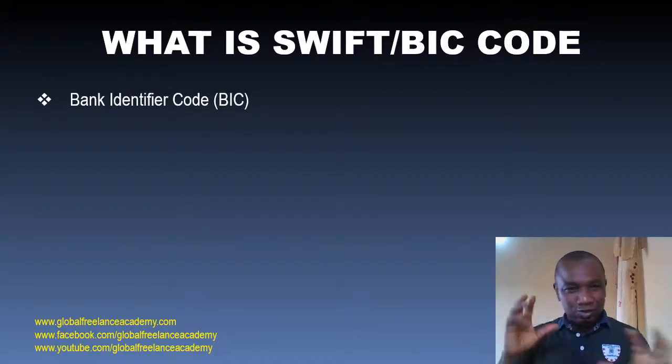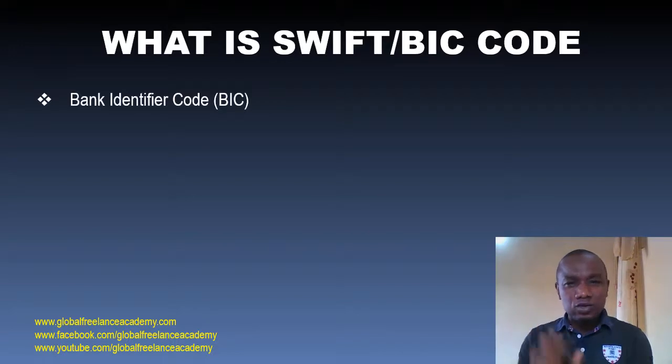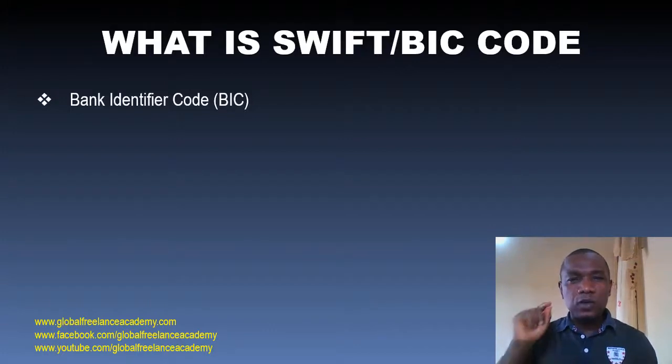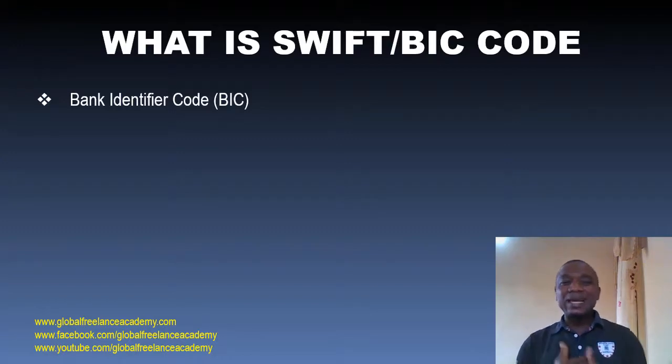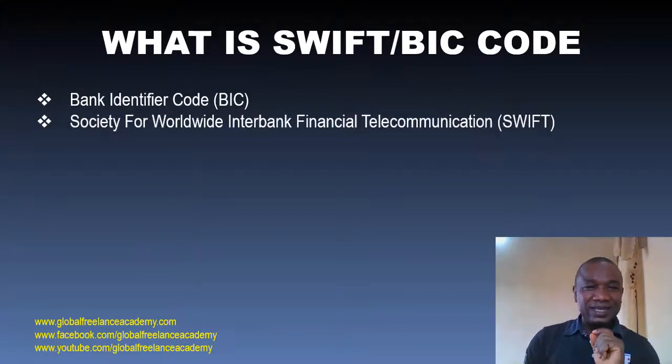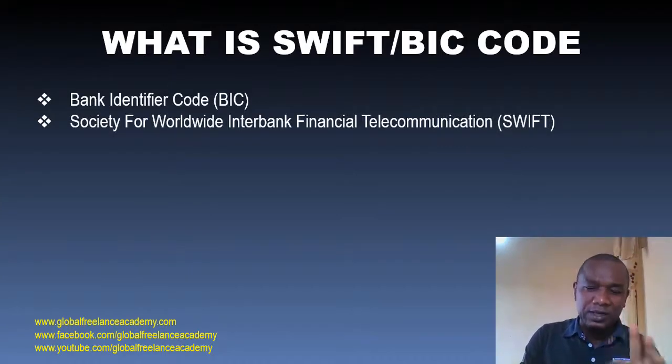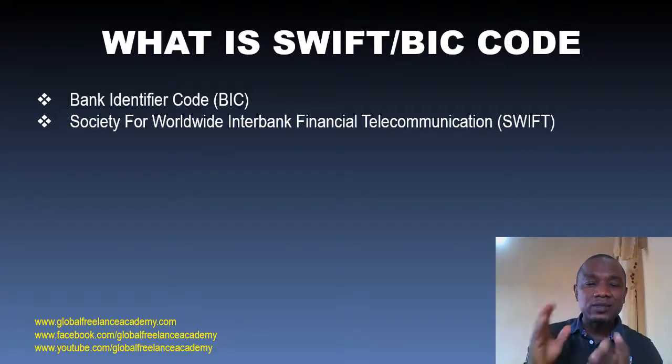They need to know which bank it is. The code they use to identify the bank is called the BIC, the bank identifier code. Normally it is something like an 8-character code, and sometimes it can be 11 characters, depending on the country.